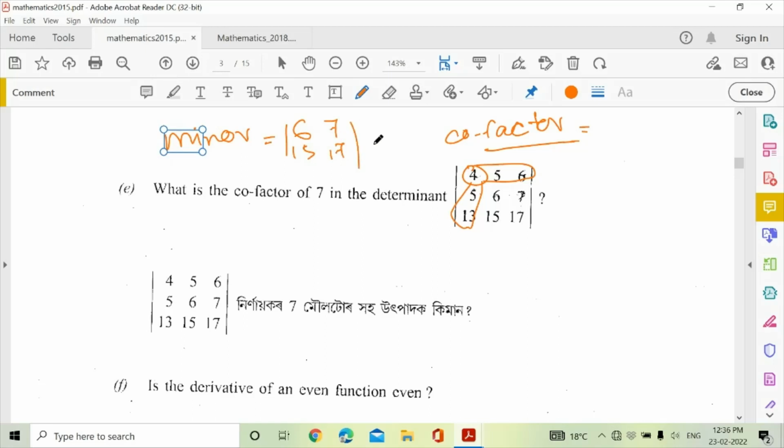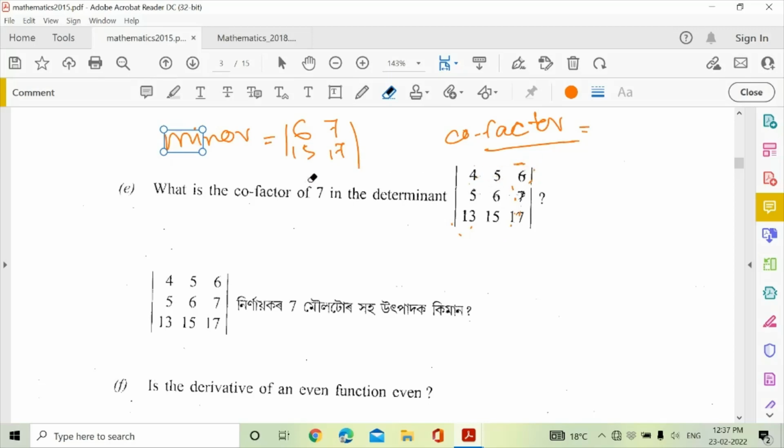So for each and every element you can easily find out the minor. What is the minor of 4? 6, 7, 15, 17. What is the minor of 6? You have to eliminate this row as well as this column. Correct? You have to eliminate this row and this column. Then the minor will be this one. 5, 6, 13, 15. So using this concept, I think you can easily find out the minor of each and every element.